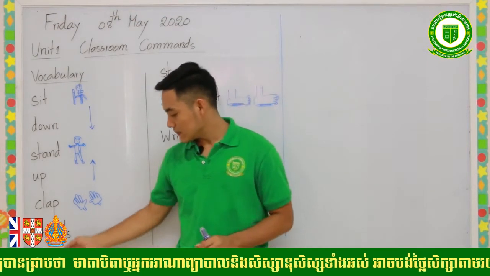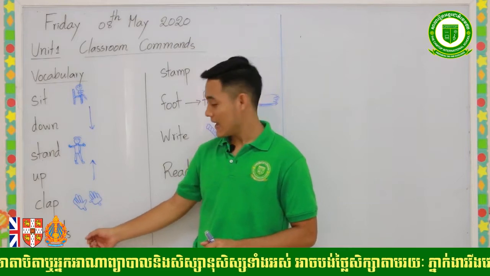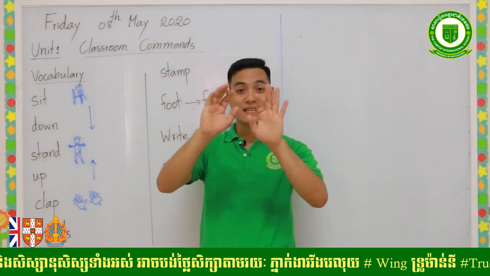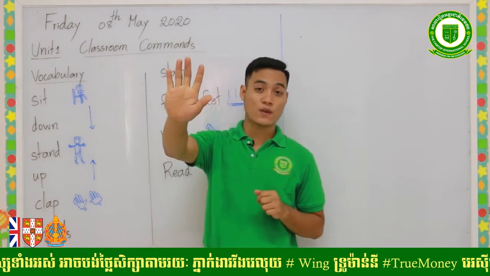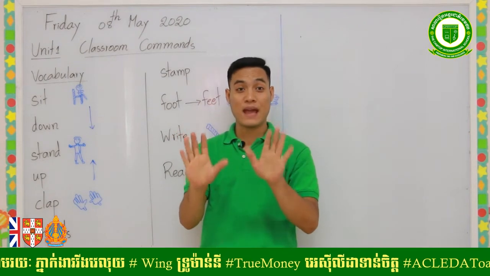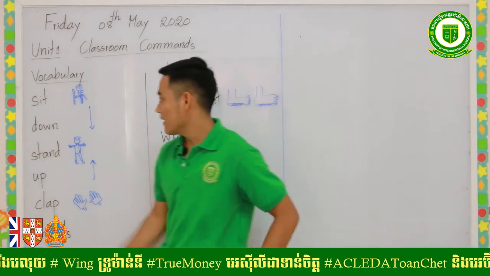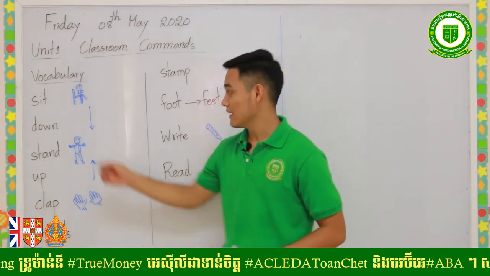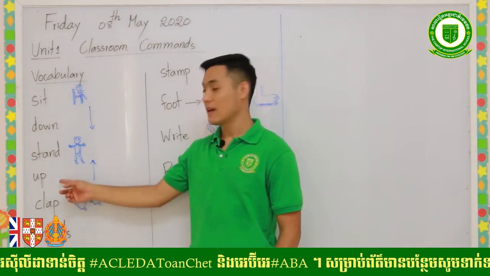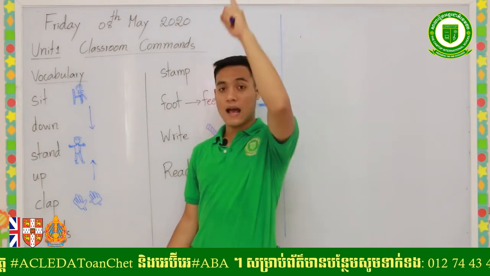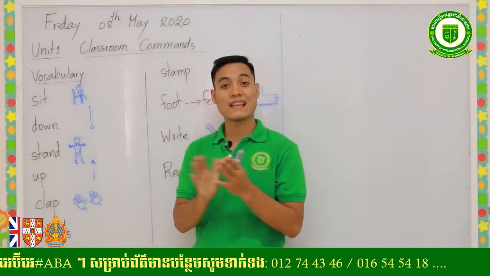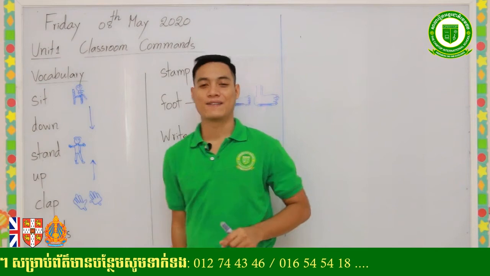All right, and this one is hands. Hands. So how many hands do you have? Two, right? Here is your hand, and here is also your hand. So these are your hands. You have two hands. All right. So again, sit down, stand up, clap hands.